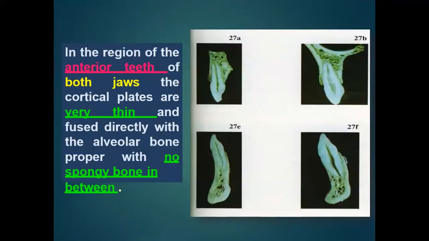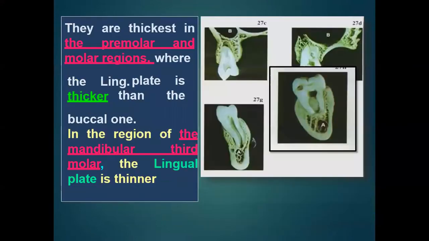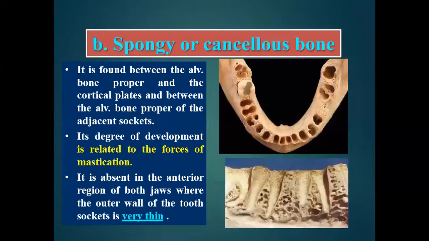In the region of the anterior teeth of both jaws, the cortical plates are very thin. We see some of the clinical features of the cortical plate. In the anterior region of both jaws, the cortical plates are very thin and fused directly with the alveolar bone with no spongy bone in between. But in the premolar and molar region, it is very thick, and the lingual plate is thicker in the region of the mandibular third molar. Beyond that, the lingual plate again becomes thinner.